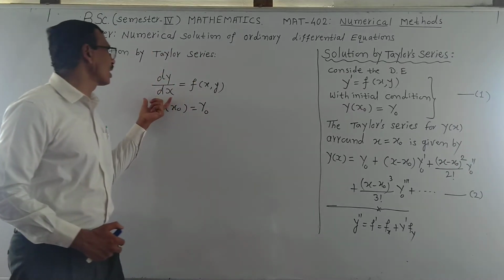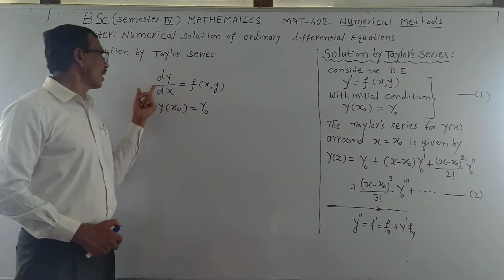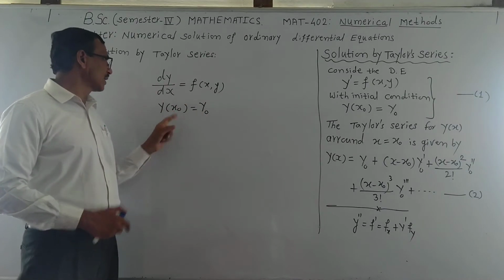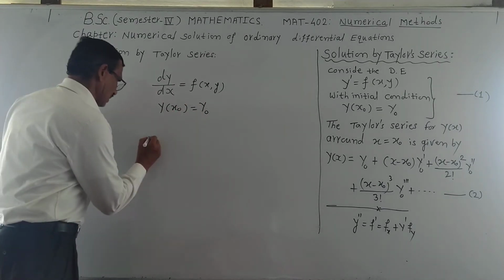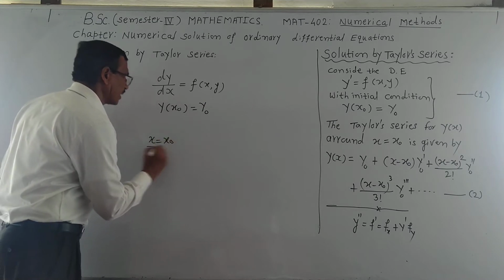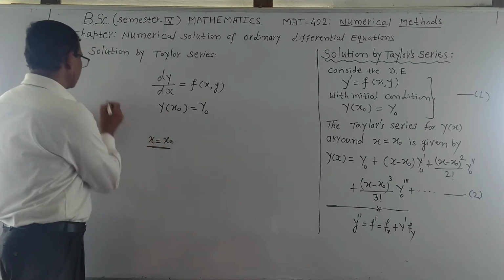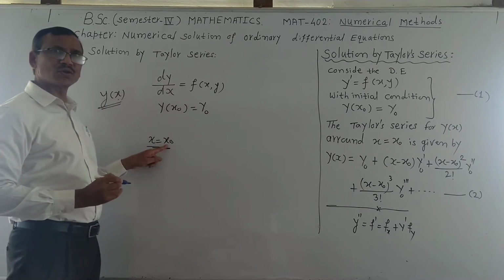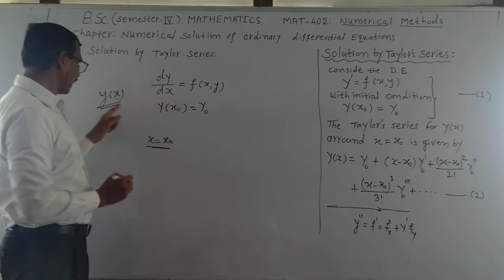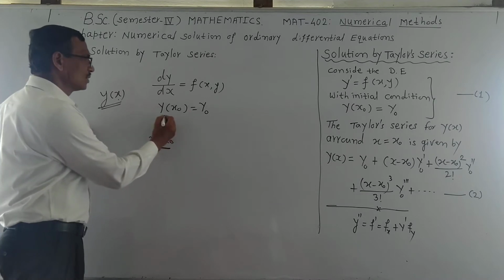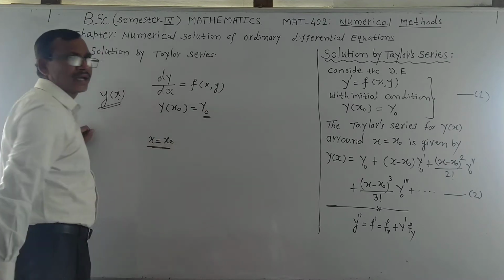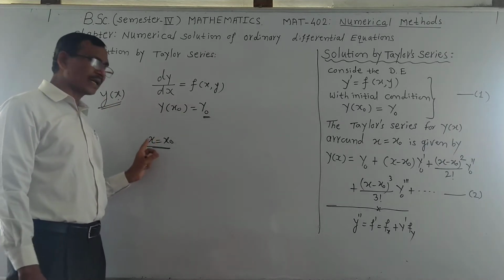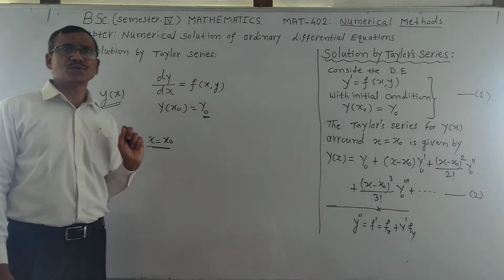Now, this is the first order initial value problem: dy by dx is equal to f of x, y. The initial condition is given at x is equal to x0. Because the function is y of x, we have taken x is equal to x0 and then y of x0 is equal to y0. This value of y of x is y0 at x is equal to x0.